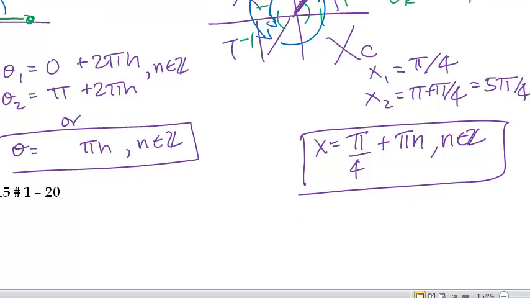Okay, so the homework for this lesson is just the one worksheet that you've got, just the first 20 questions. They're all linear, and then the second ones will be quadratic and more complicated, but that's lesson 5.